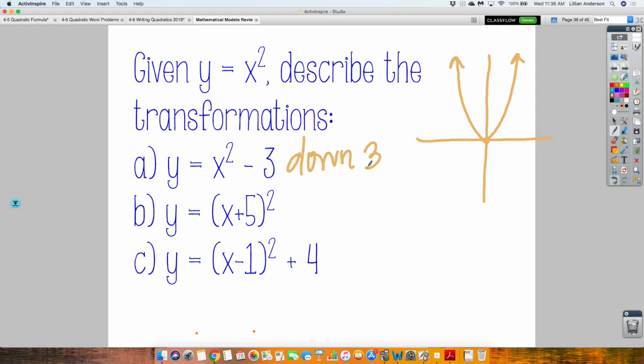So I moved not just the vertex. I can't just detach the vertex from the rest of the graph. It moves the entire parabola down. So yes, this will be down 3. You're right, but it'll still be positive. What about this one? (x plus 5) in parentheses squared. It does not make it wider. No, it doesn't make it wider. It doesn't have anything to do with y.